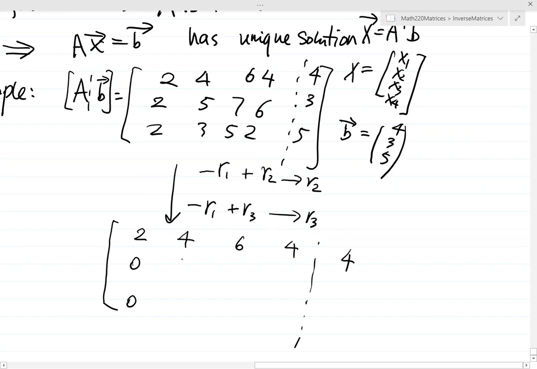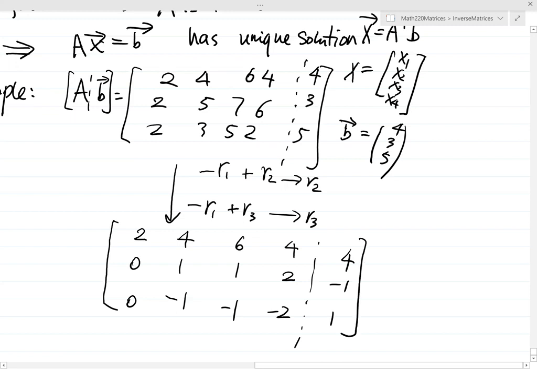Okay, the second row. Now look at the second row. 5 minus 4, so we get 1. 3 minus 4, so we get -1. And here 7 minus 6, so we get 1. 5 minus 6, -1. 6 minus 4, so we get 2. 2 minus 4, so we get -2. And then 3 minus 4, -1. 5 minus 4, 1. Okay, so we get this augmented matrix.